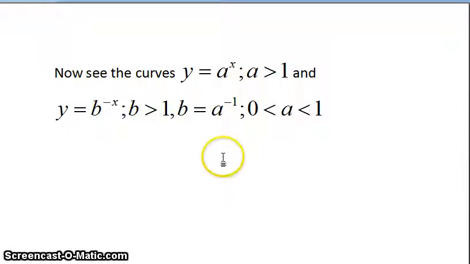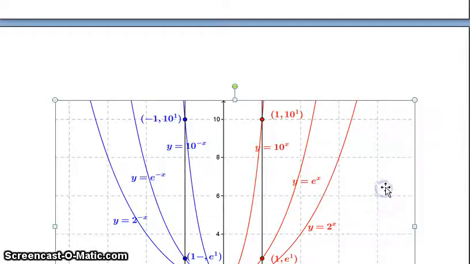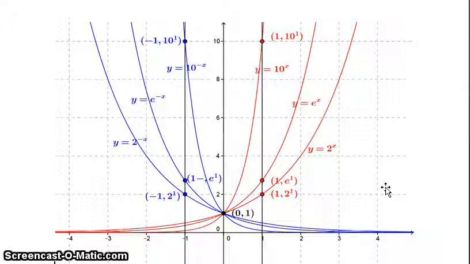Now let's compare the curves of y equals b to the minus x with y equals a to the x earlier. That is the red and the blue curves. So these are 10 to the minus x and 10 to the x, e to the minus x and e to the x, and 2 to the minus x and 2 to the x.